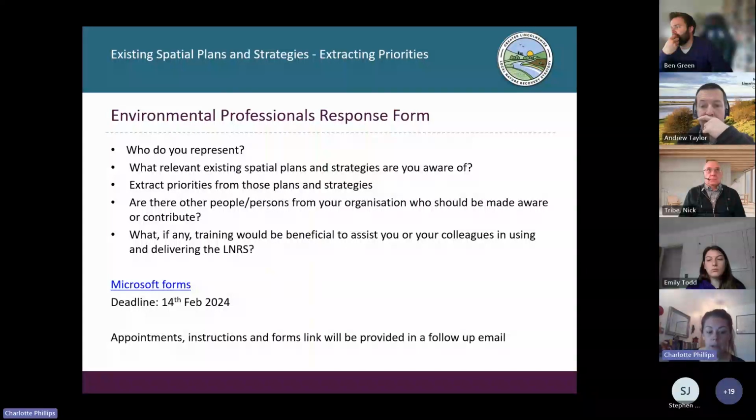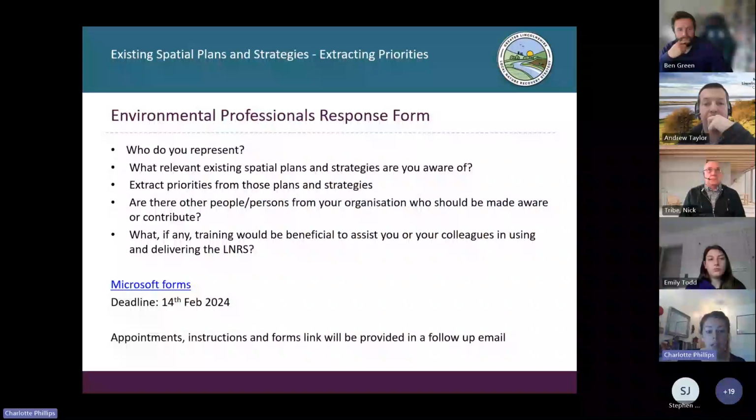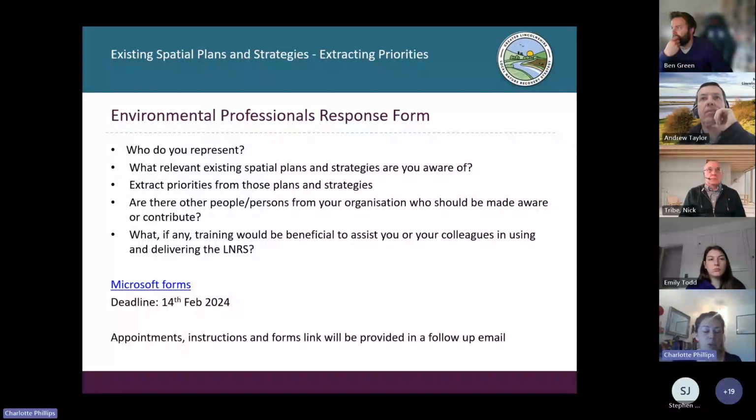What we're going to follow up with is a Microsoft form to make this as simple as possible and easy for us to collate all the data as well. It's just a series of a few questions. Who do you represent? What relevant existing plans and strategies are you aware of? So take a bit of time to look around your organisation and bring these together. If you are able to do any cutting down of any of this for us or highlight certain areas that you think are really important, that's massively helpful. You can imagine we're going to be sifting through a lot of this.